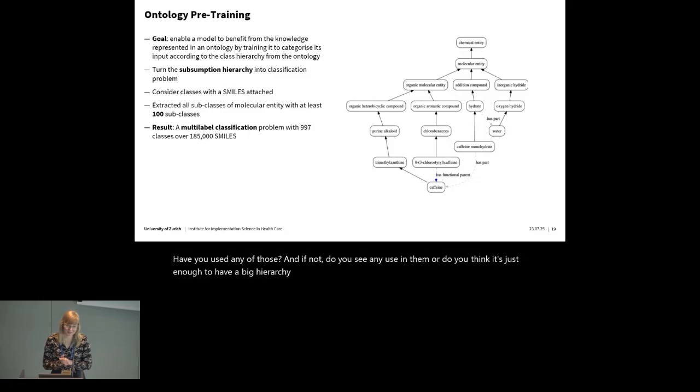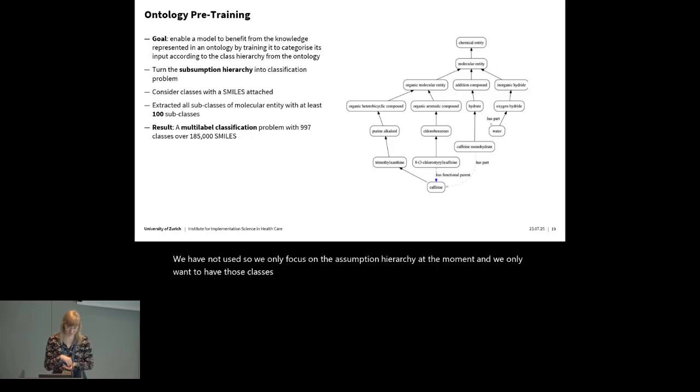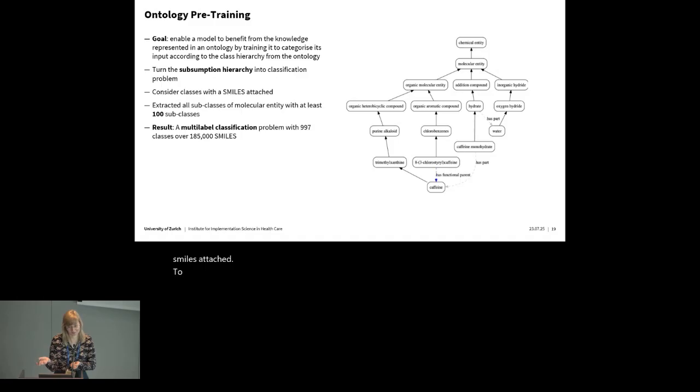So that is a good question. We have not used them. We only focus on the subsumption hierarchy at the moment, and we only want to have those classes that have 100 subclasses, and we only take the ones that have a SMILES attached to them. So, yeah, it would be interesting to see if we can incorporate more. But that is a good point. I would have to think about it. Thank you. Okay, so thank you very much.